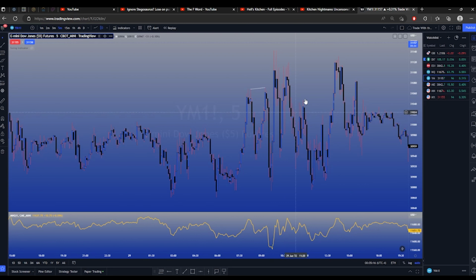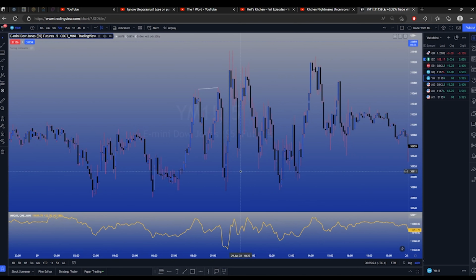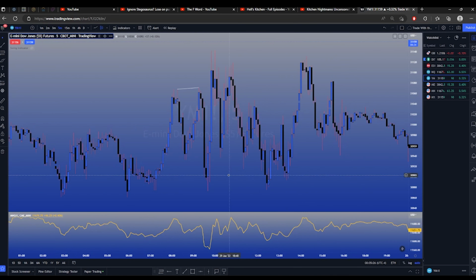So basically what I'm going to show you guys is called SMT Divergence. It's a technique that helps show which indice is accumulating and which indice is stop hunting. With this SMT Divergence, you want to get the indice that's accumulating. The one that's stop hunting tends to show the weakness. So you definitely want to try to get the one that's accumulating.